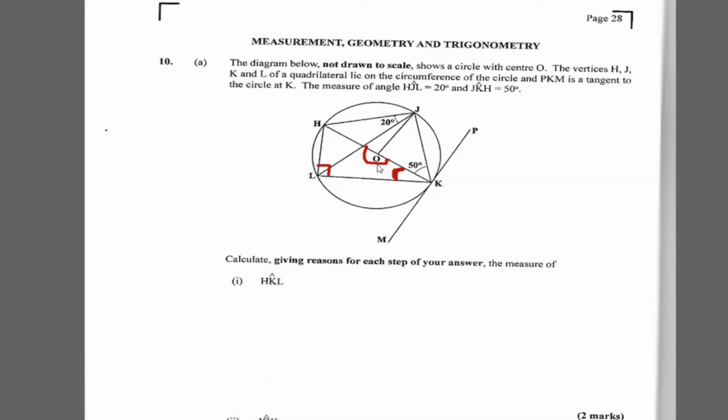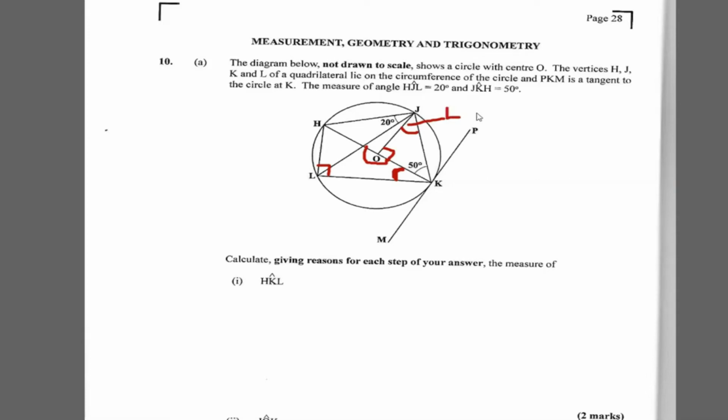Now, what we're saying is that this triangle right here has radii, and so this angle is also 90. And so if this angle is 90, 90 and 50 is 140. And so if that is 140, then this angle is going to be 40.